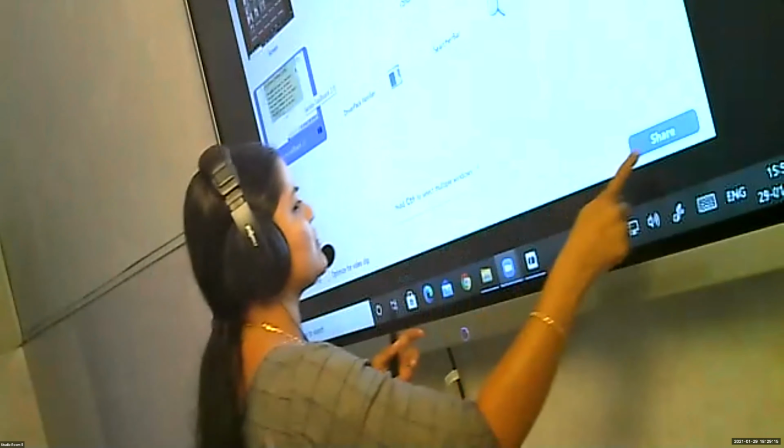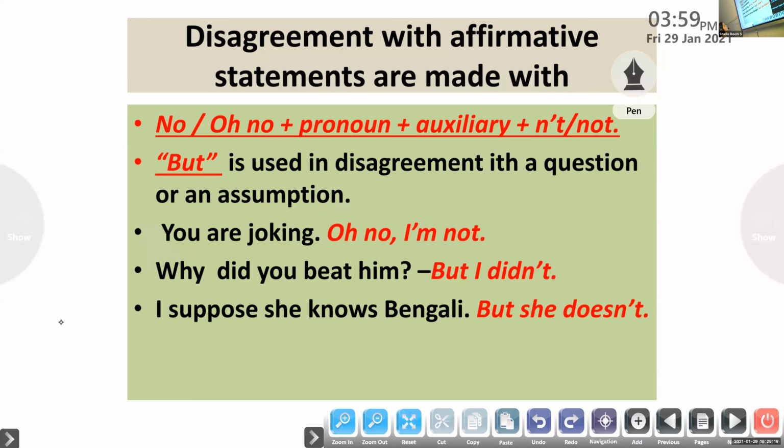What is it? Something is there. Now, let us see what is there in the next slide. Okay. See, we are going to disagree with an affirmative statement. Agreement with the statement is you can start with yes, right? If you disagree, you should use two different methods. You can start your disagreement with an affirmative. Affirmatives are positive statements, right?